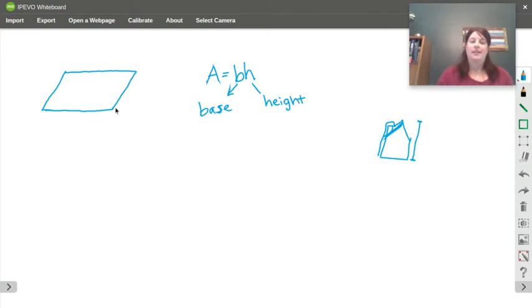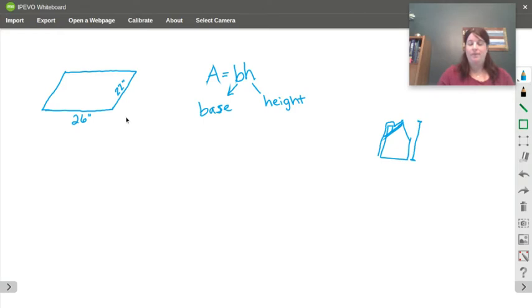So the side length of a parallelogram is not helpful to us when we are finding the area, because for the area, we need the height, not the side length. So I'll show you how that will look. So usually with a parallelogram, they'll give you the base. So let's say this base is 26 inches long. And then let's say this side length is, I don't know, 22 inches long.